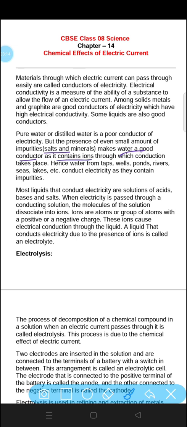So if we talk about pure water or distilled water, it is a poor conductor of electricity, whereas the water that we have in our homes is a good conductor of electricity. Hence water from taps, wells, ponds, rivers, seas, lakes, etc. conducts electricity as it contains impurities. So that is why the water that we have can conduct electricity.